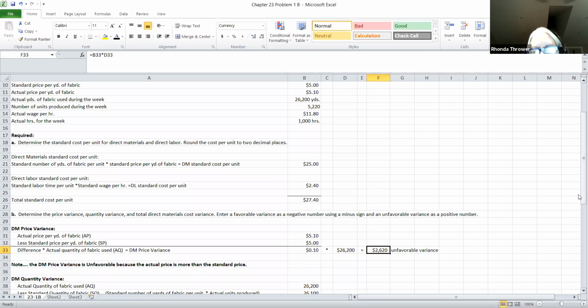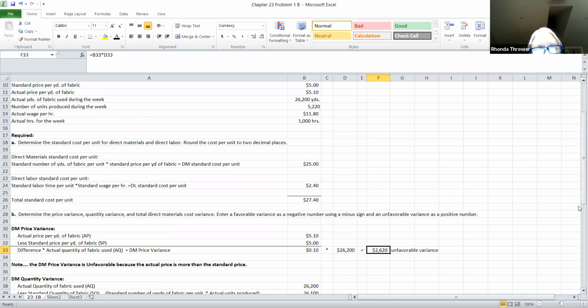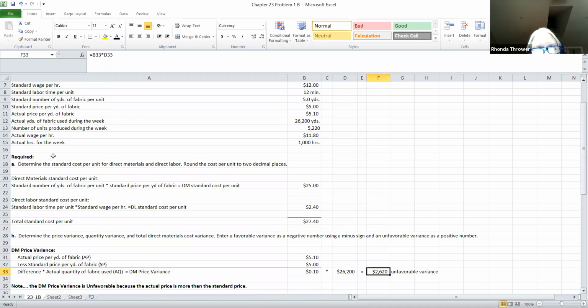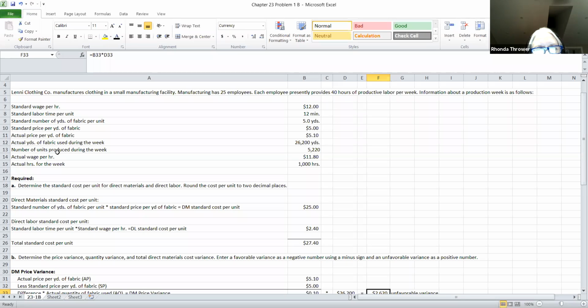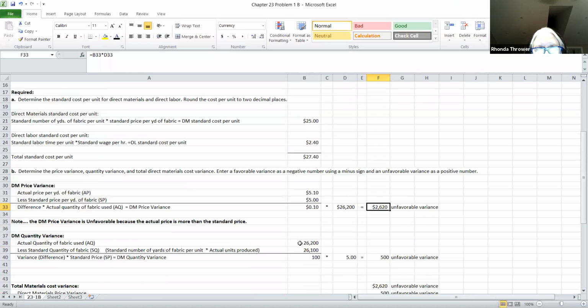The second type of variance that they wanted you to calculate in Part B is the direct materials quantity variance. So we're going to look at the actual quantity of fabric that we used. You're going to pull that right off of the information that was given. The actual quantity of fabric that was used during the week is 26,200 yards.